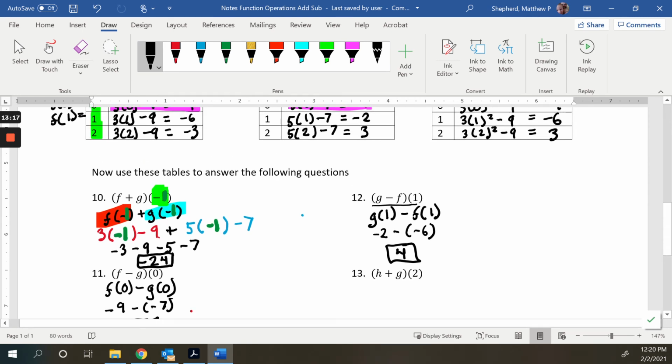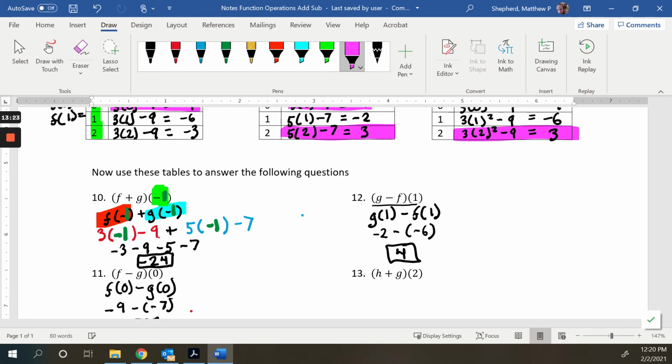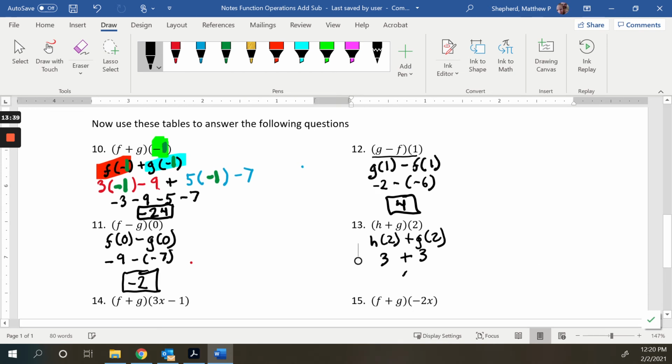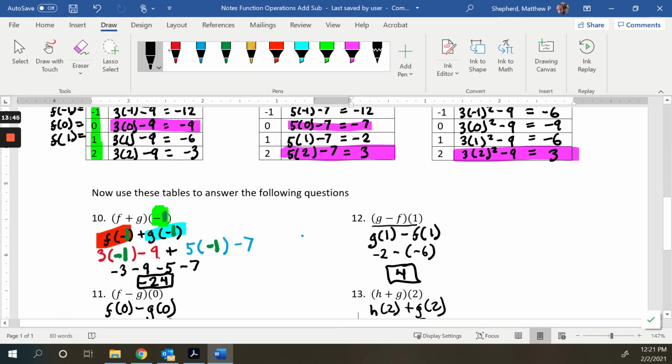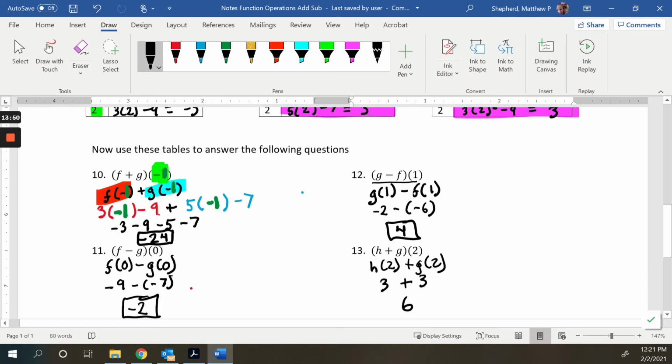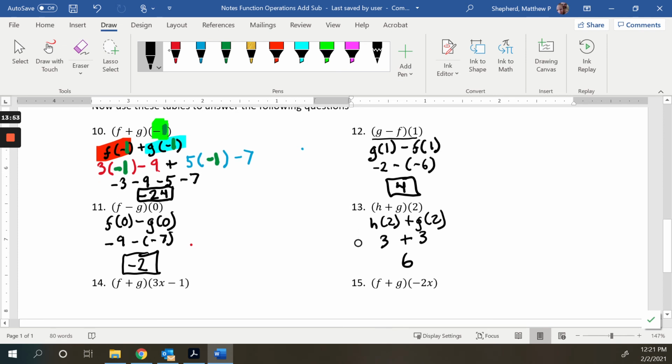All right, next we've got h of 2 and g of 2. So there we got g of 2. That one would be h of 2. And h of 2 was 3. g of 2 was also 3. So now the problem is just reduced to what's 3 plus 3? 6. Okay, once again, we already did the substitution steps that we had shown in the previous one. So now it was just a matter of, I know what h of 2 is, I know what g of 2 is. Add the numbers together.